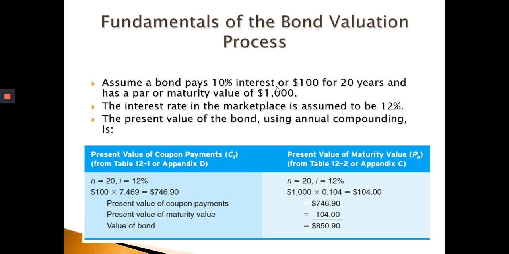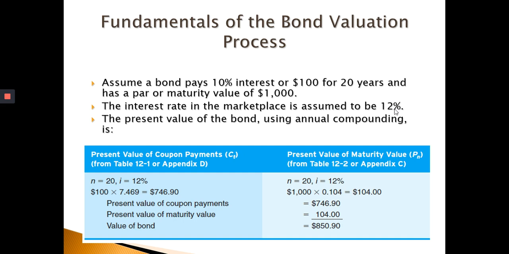Okay, let's do an example here. Assume a bond pays 10% interest on 100 for 20 years and has a maturity value of 1,000. The interest rate is 12% and we want the present value of the bond using annual compounding. So what are the features that you know? 10% interest. So class, you have one is 10% interest and then you have interest rate in the marketplace is 12%.